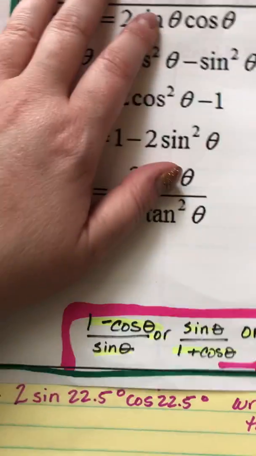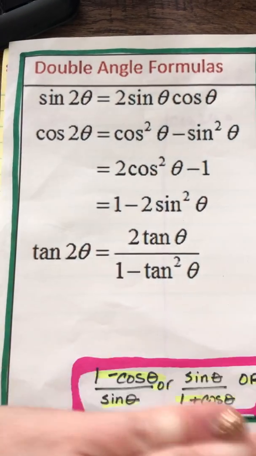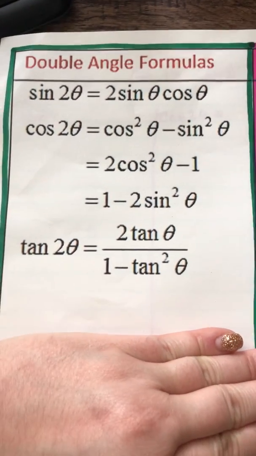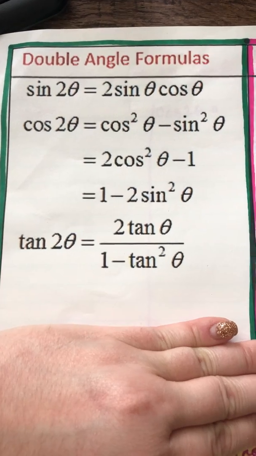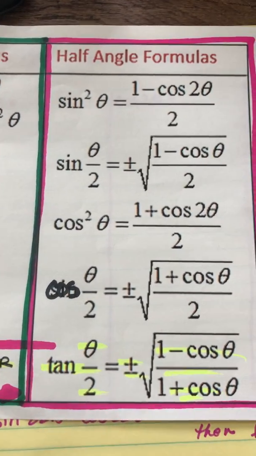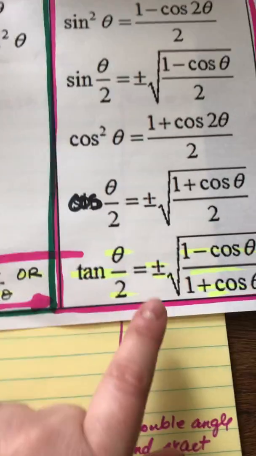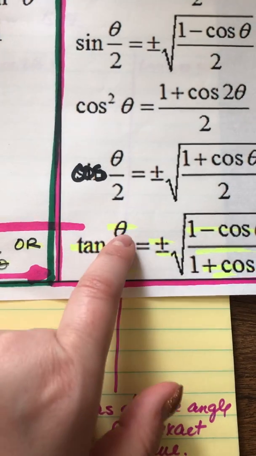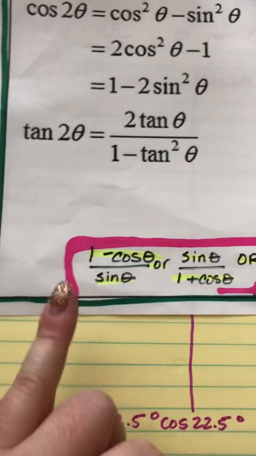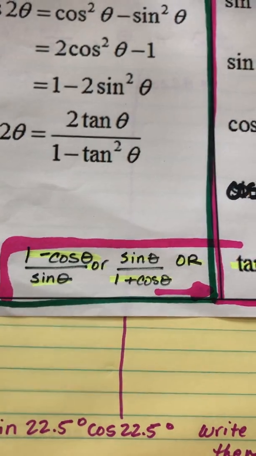All right, this is for 7.3, and these are the double angle formulas that you need to know. Not this one down here. So pause and write these down. These are the half angle formulas that you need to know, so pause and write this down. And also down here along the bottom, this tangent theta over 2 is also equal to these two. So pause and write those down.